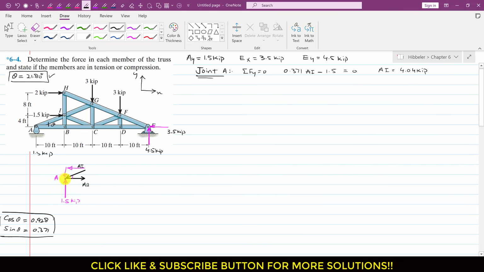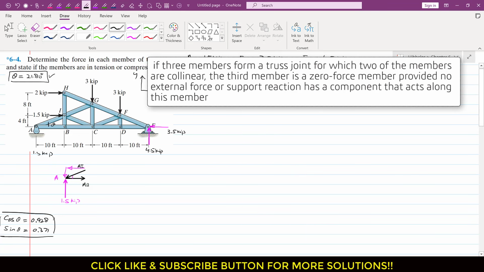And since AI is acting towards this joint A, this means that this is compressive force, right? Similarly, if we apply the summation of forces along x equals 0, we can see that AB is acting in the positive x direction, so I will write AB, and this component is acting in the negative x direction, and it is the cos component of AI, and cos value is 0.928, so I will write 0.928 AI, and AI value is now known, right?